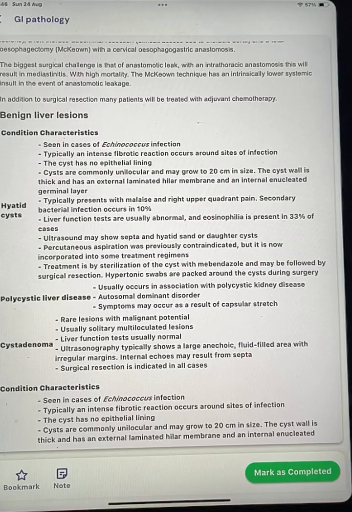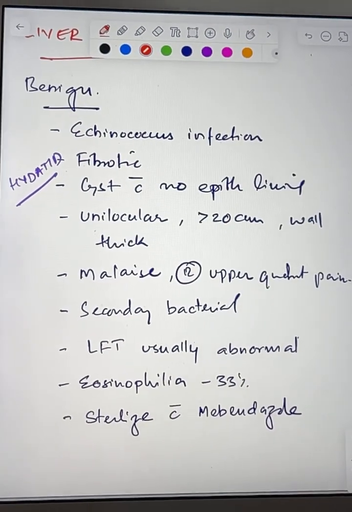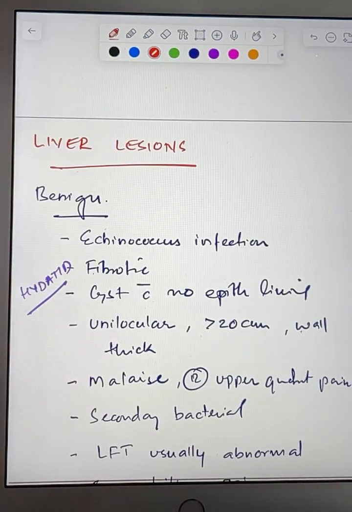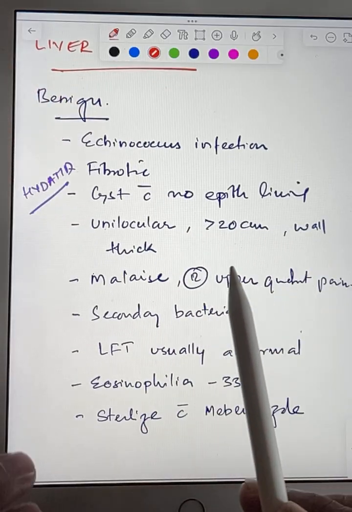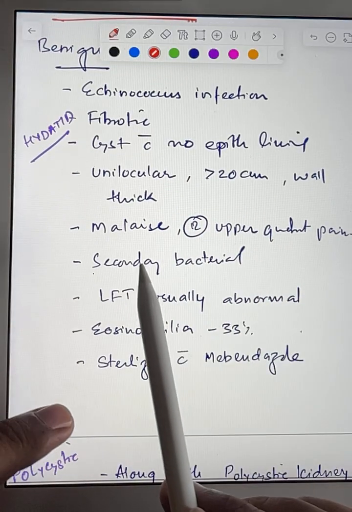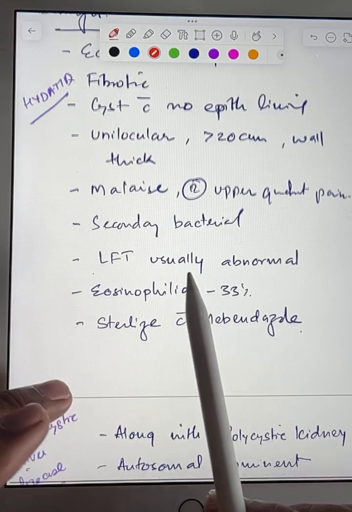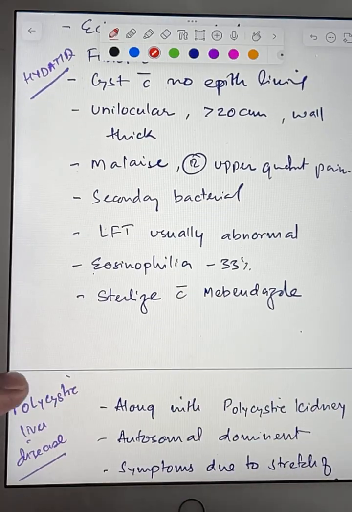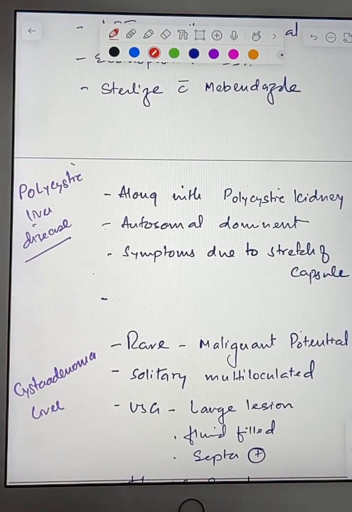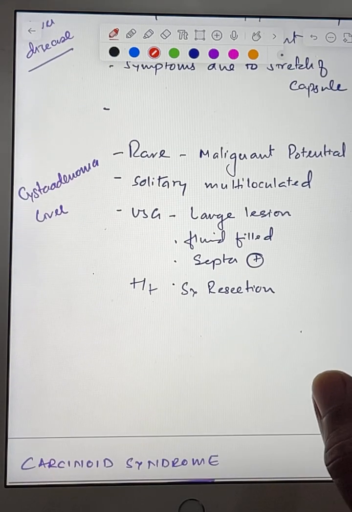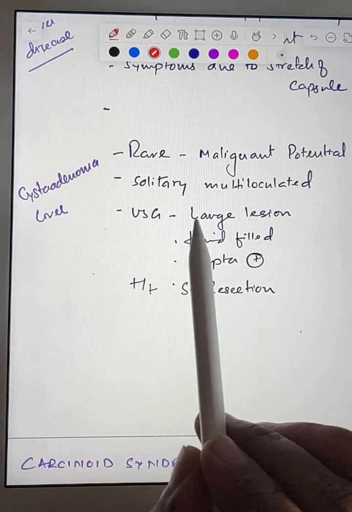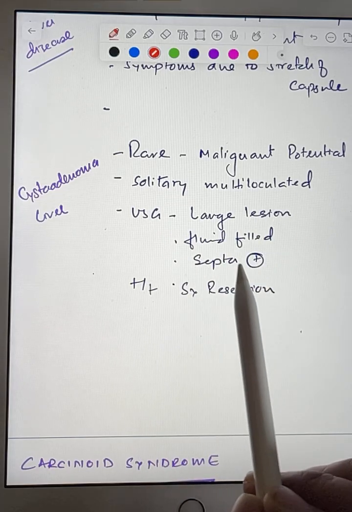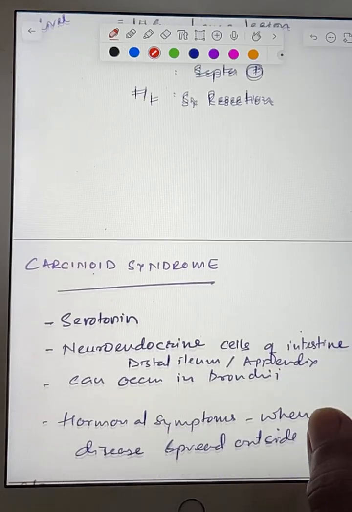So, lesions of the liver. Now we can go to the benign lesions of the liver. Benign: echinococcal infection, fibrotic cyst with no epithelial lining, unilocular, more than 20 cm, wall thickened, malaise, secondary bacterial infection. Polycystic liver disease, autosomal dominant, with symptoms due to stretch of the capsule. Cystadenoma is rare with malignant potential, solitary, multilocular on ultrasound, a large lesion filled with fluid and septa; surgical resection.